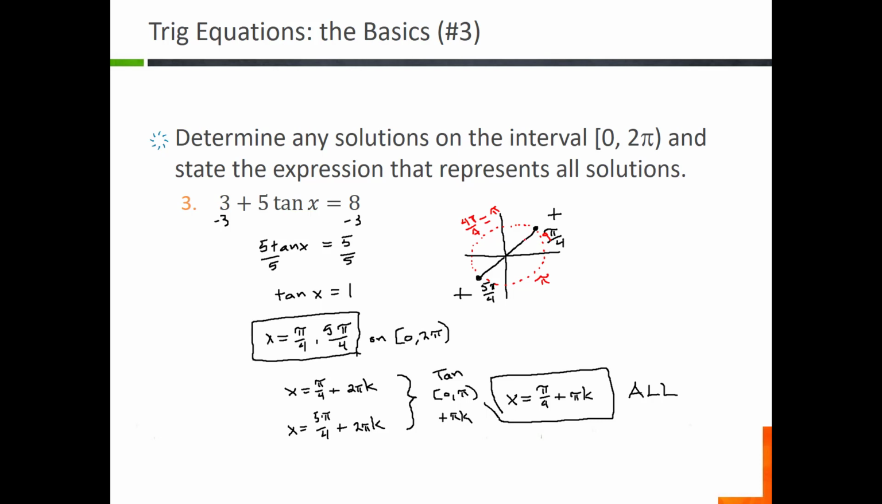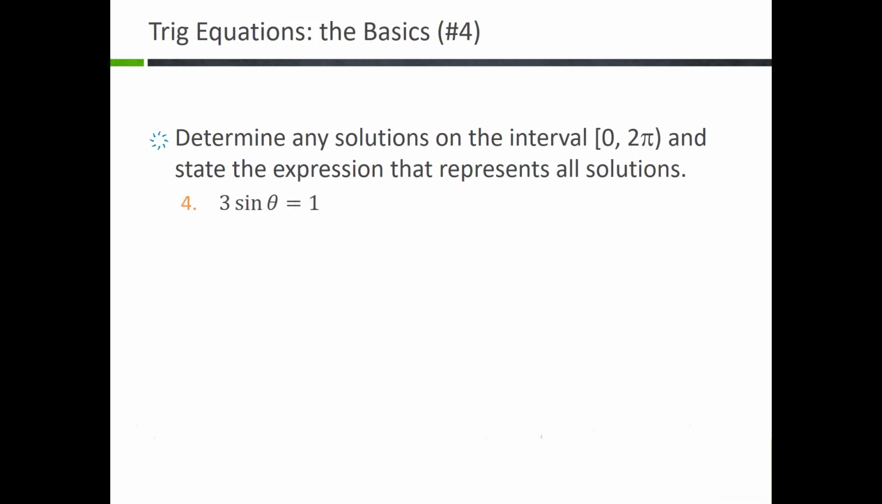Because tangent only has a period of π, we don't need to include all the answers. If we did, we would be repeating answers. So we only need to list any answers between 0 and π, and then add πk to each of those. All right, let's look at another example.